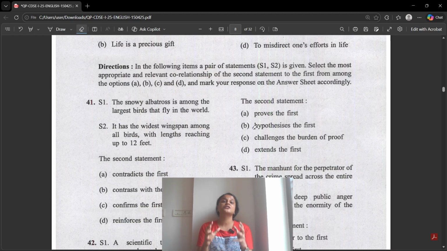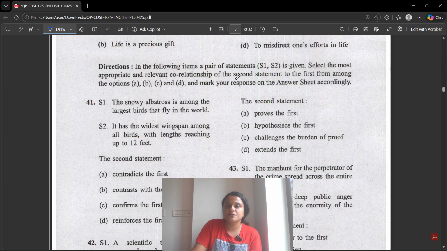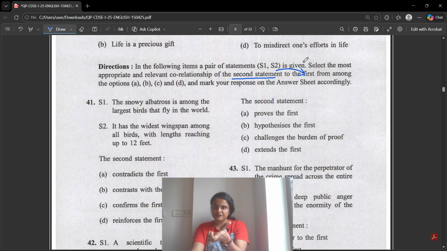Now, this is where I want to tell all my students the basic important thing to do, which is to read the guideline properly. For example, in this one, they've asked you to find the relationship of the second statement with respect to the first. Okay, and if it is the other way around, say the relationship of the first statement with respect to the second, the meaning changes, the relation changes. Do you get my point? So it's very, very important that you read and understand the question properly.